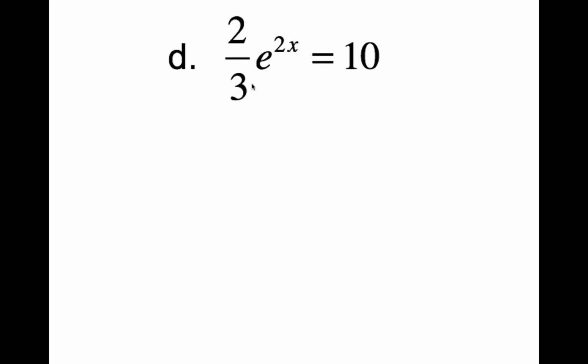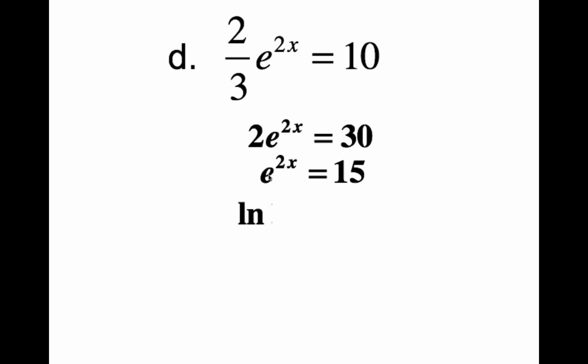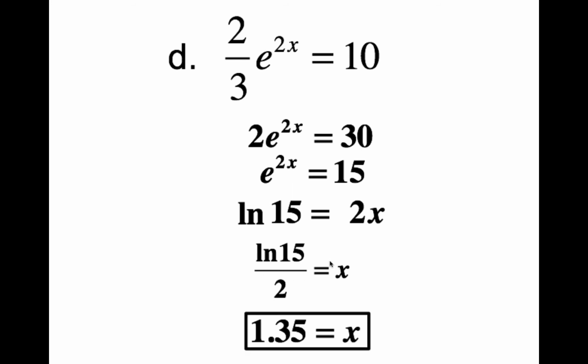Part D, I have to get the base by itself, so multiply both sides by 3, and then divide both sides by 2. My base is by itself, so I can write it as a log equation. So it's log base e, which is the natural log, of 15 equals 2x. Divide both sides by 2. Type that into your calculator. You're going to get 1.35.